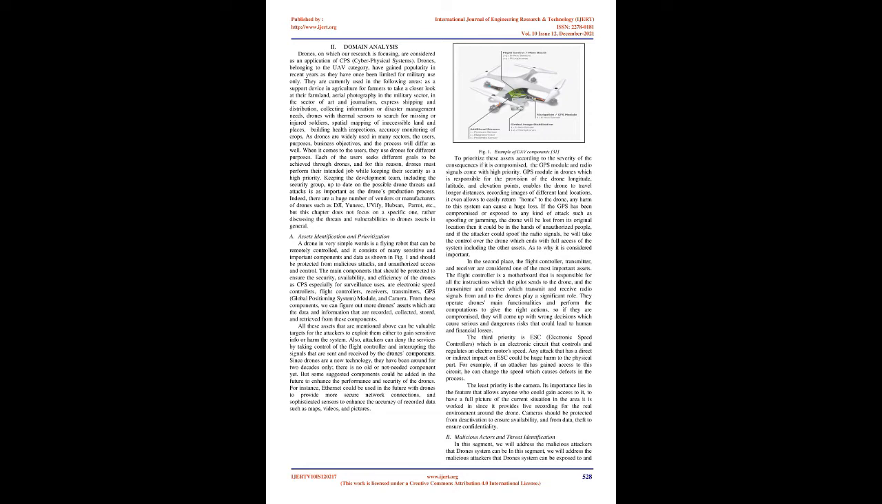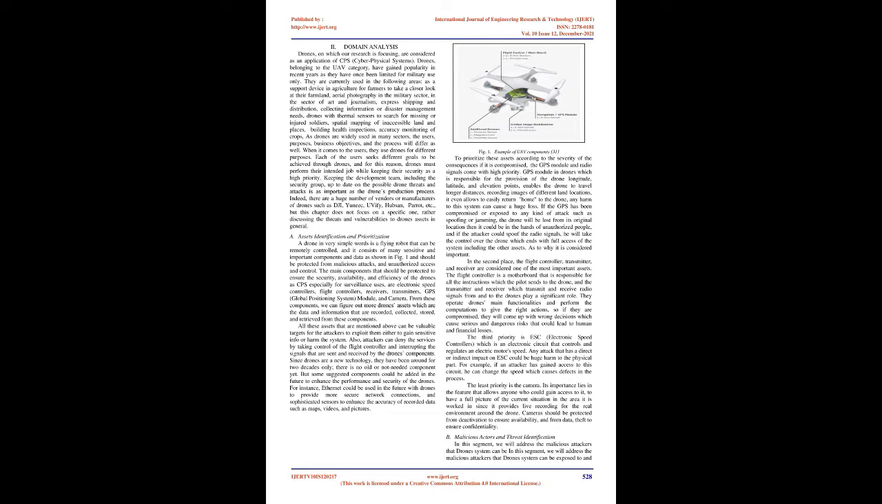If the GPS has been compromised or exposed to any kind of attack such as spoofing or jamming, the drone will be lost from its original location. Then it could be in the hands of unauthorized people, and if the attacker could spoof the radio signals, he will take the control over the drone, which ends with full access of the system including the other assets. As to why it is considered important.